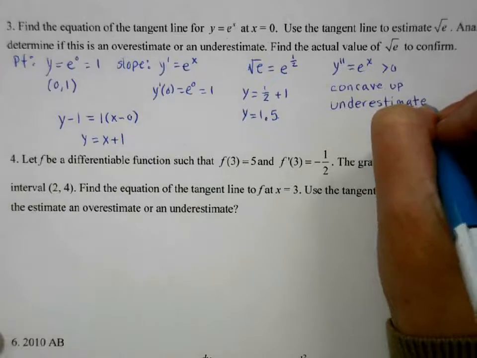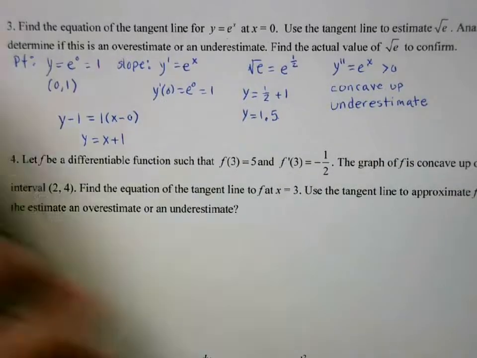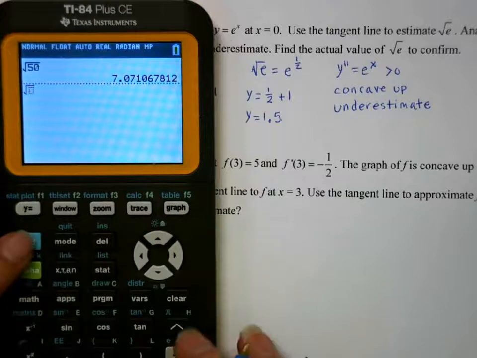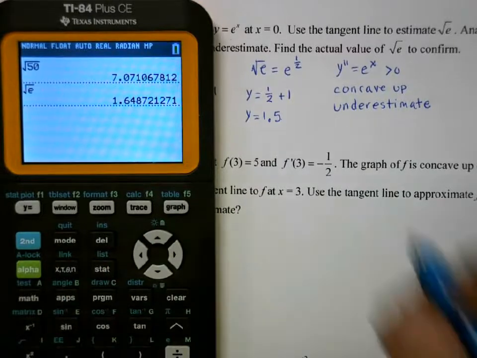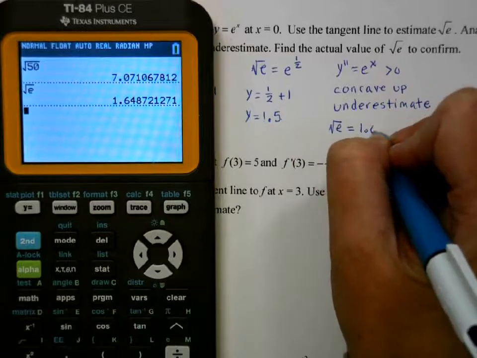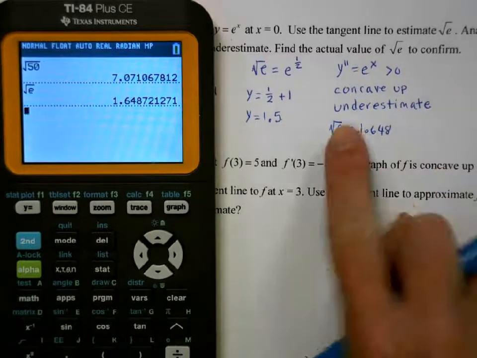Okay, so if we actually calculate the square root of e, okay, we get 1.648. So this is slightly less than this.